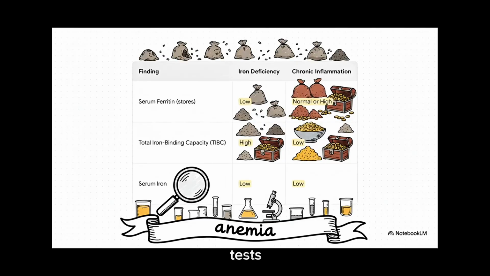With these lab tests. Just look at the serum ferritin. That tells you how much iron is in the body's storage tanks. In true iron deficiency, the tanks are empty, so ferritin is low. But in chronic inflammation, the tanks are full. The iron is just locked up, so ferritin is normal or even high. This one test is often the absolute key to cracking the case.